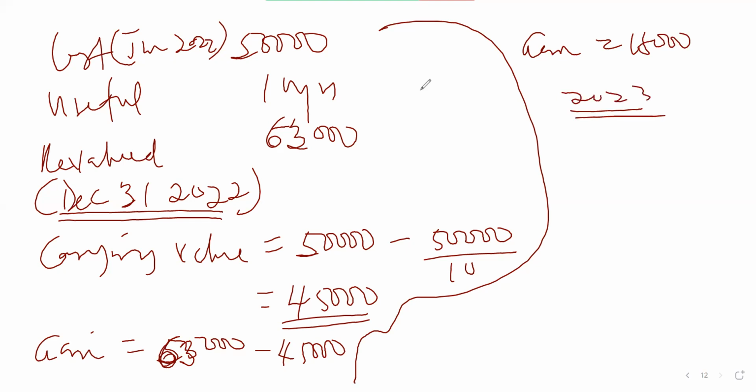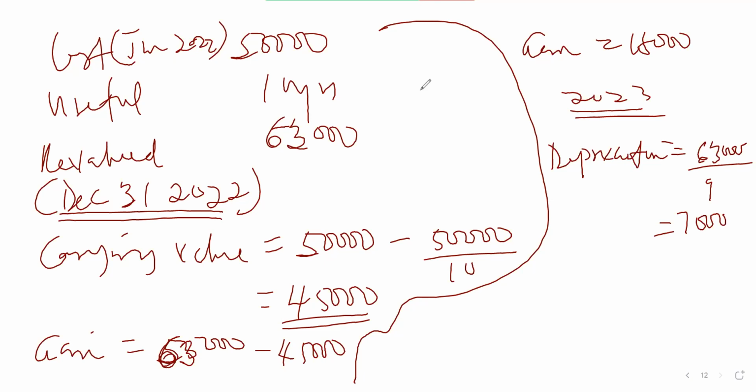What will be the depreciation now? The depreciation will be the 63,000 divided by 9. So what will be the new depreciation now? It will be 7,000. The time that we didn't do the revaluation, what was the depreciation? 5,000. So what is happening to the depreciation now? It has gone up, increased by 2,000.